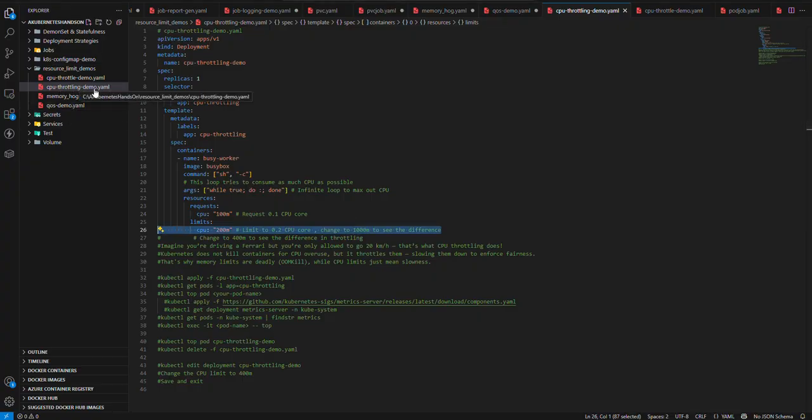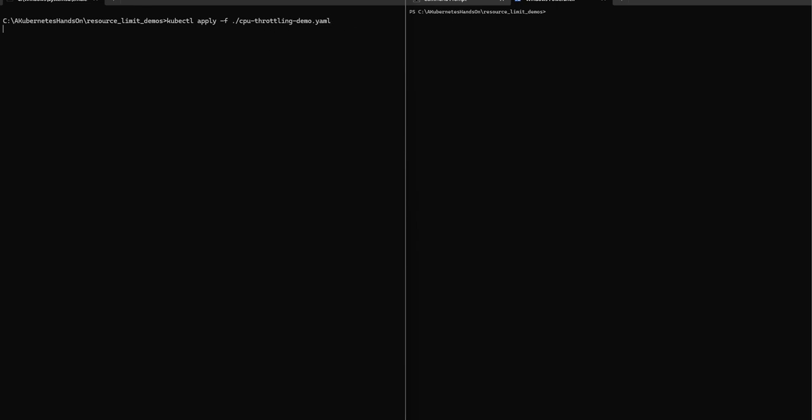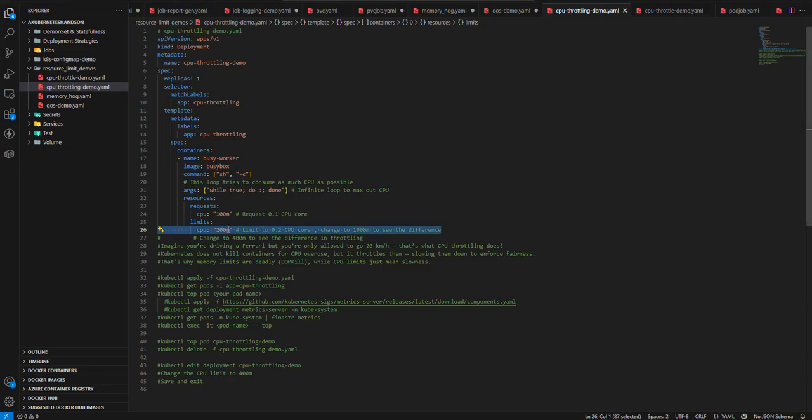CPU throttling demo.yaml. Let's apply it. Okay, it is creating and I'm checking what the minimum is. So I have given 100. When I'm giving 100 here, let's understand this YAML file also.